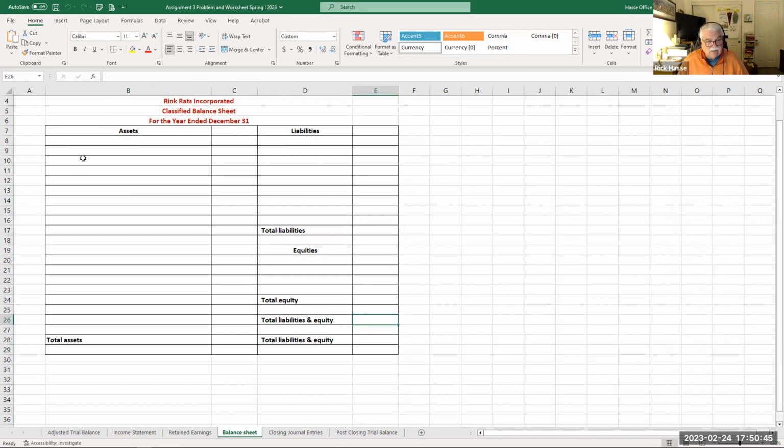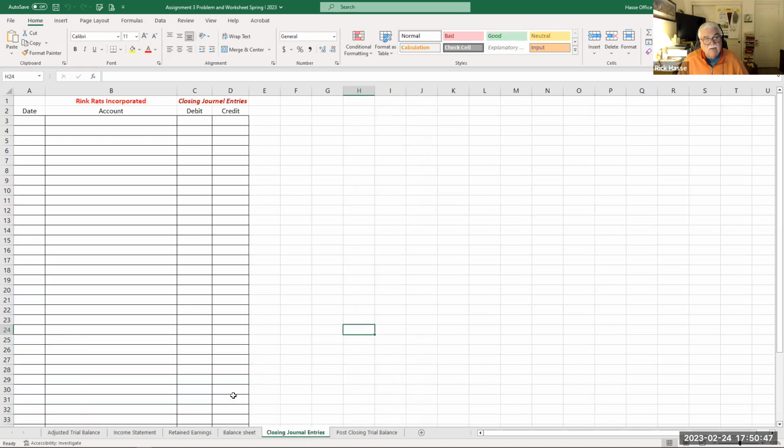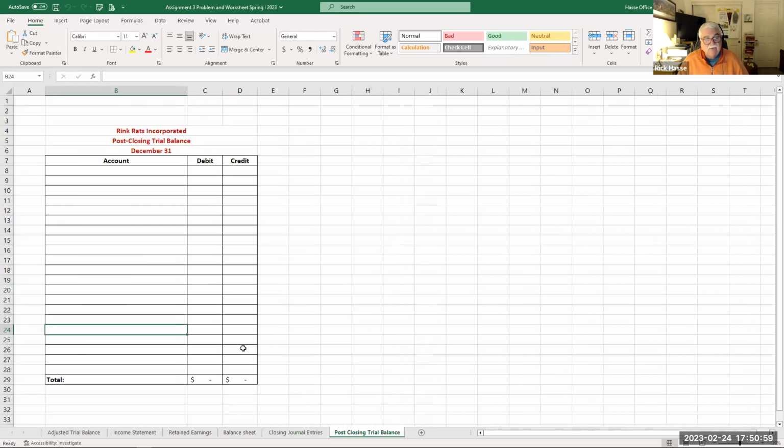Once you get the balance sheet done, then I want you to close out the temporary accounts, revenue, expense, and dividends in a journal entry here to income summary. And then once that is completed, update the trial balance to the accounts that remain going forward into the next business cycle year for the Rink Rats. The only accounts in your post-closing trial balance will be asset, liability, and equity accounts. No revenue, expense, or dividend, because you've closed all those out to the retained earnings. So those are the tabs.